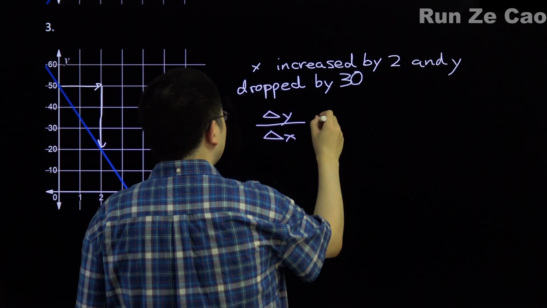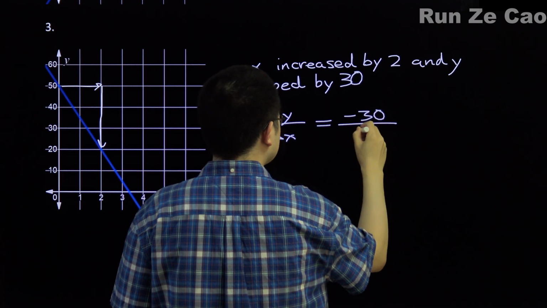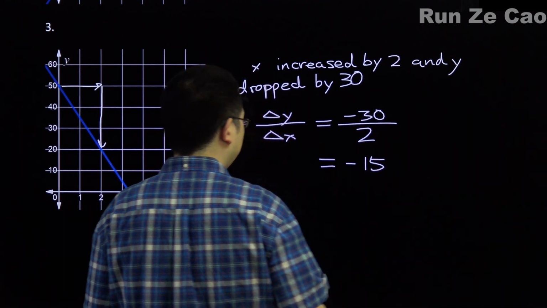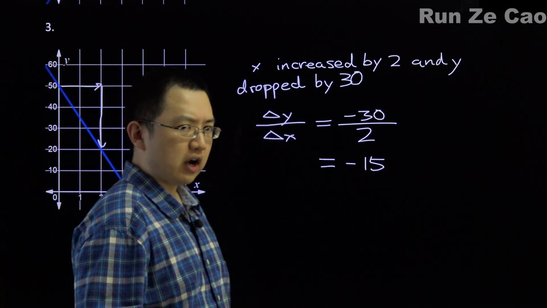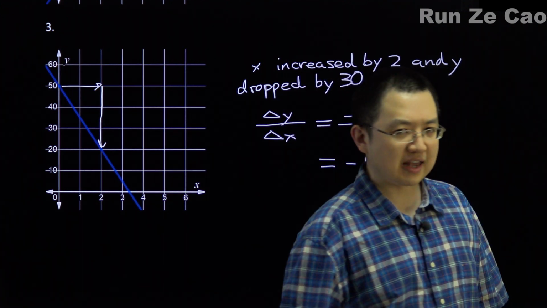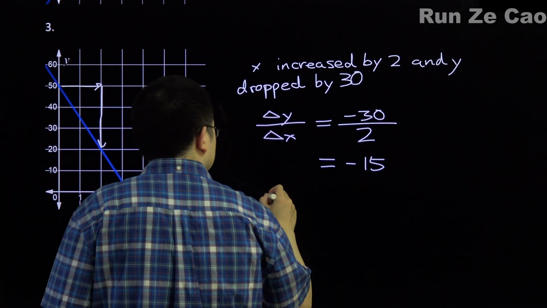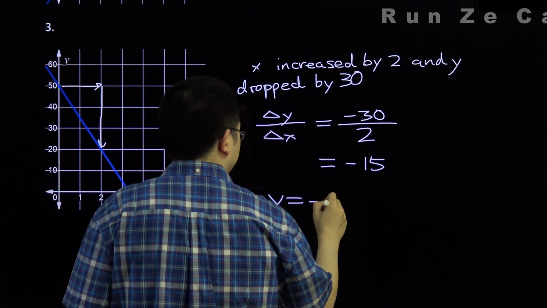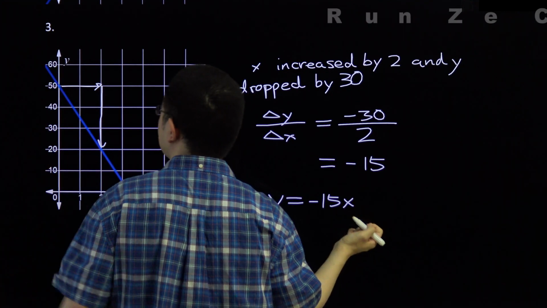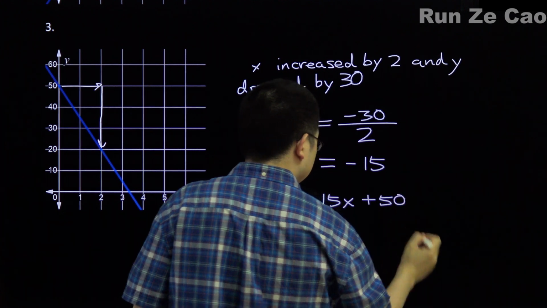So the change in y is negative 30 and the change in x is 2. That means the rate of change is negative 15. For every increase in x, y decreases by 15 times as much. So y is equal to negative 15x plus, the y-intercept is 50. All right, then.